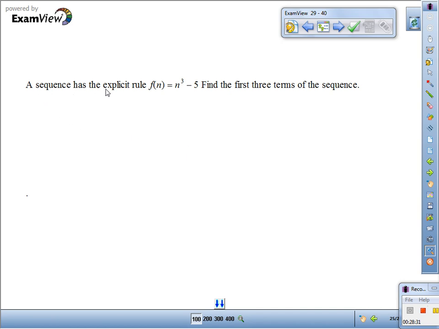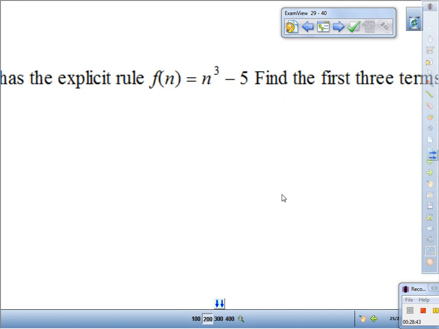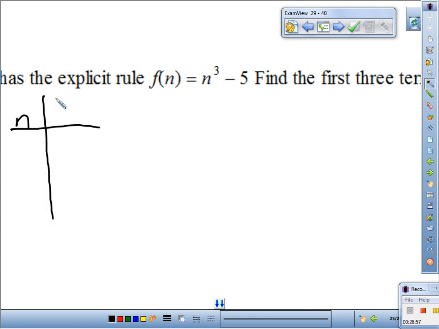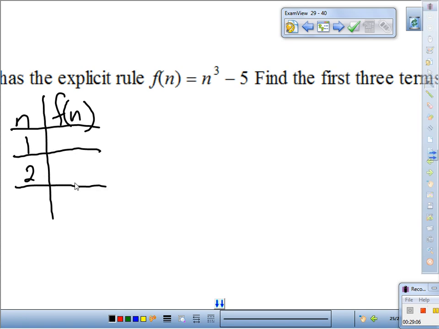It says, a sequence has an explicit rule of f of n equals n cubed minus 5. Find the first 3 terms of the sequence. So on this one, who notices that it doesn't have f of n minus 1? It doesn't have it because it's not a recursive rule. This is an explicit. What does that mean? That this is probably the easiest rules that you are going to get. But you still need a table. N, f of n. And this time they don't give us a term, so we need to find the term. So we need the first term, the second term, and the third term. And all you have to do is substitute values and compute.